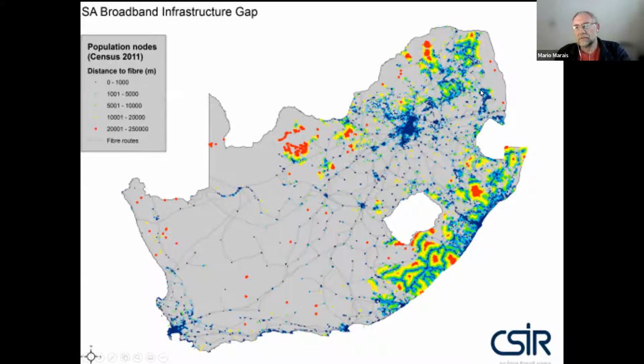Here we've got the Kruger National Park. You've got the border to Mozambique, and this is quite highly populated. This is an area of population. We've got the capital of Limpopo, and so on. But you can see that we've got a very big area where you're a long, long way from fiber, and there are clusters that do not have fiber. As we say, it's a 20-kilometer problem.